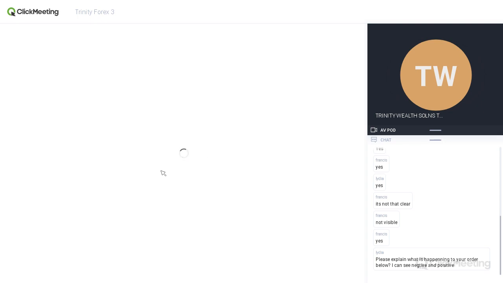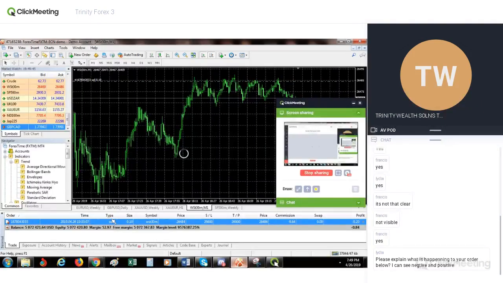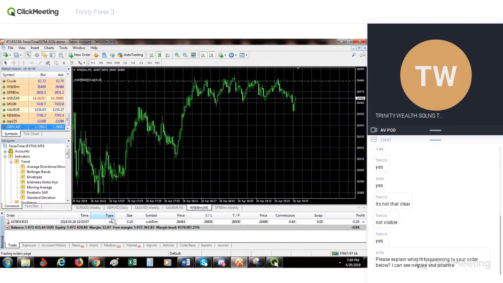When you look at that order you've mentioned, please explain what is happening to your order below. I can see negative and positive. Yeah, you can see it is still moving. What is happening? I mentioned the type is a sell. I've taken a sell or a short position.